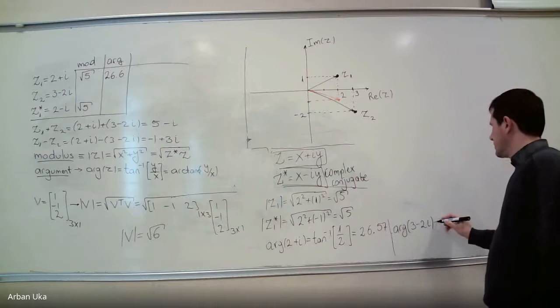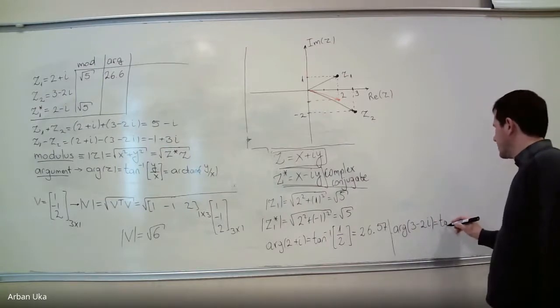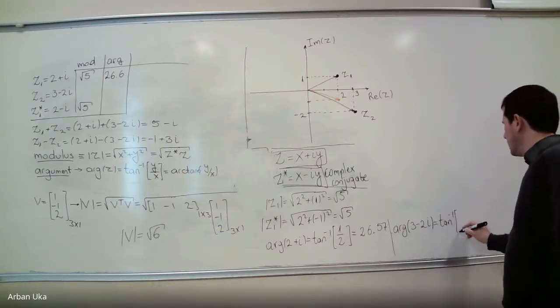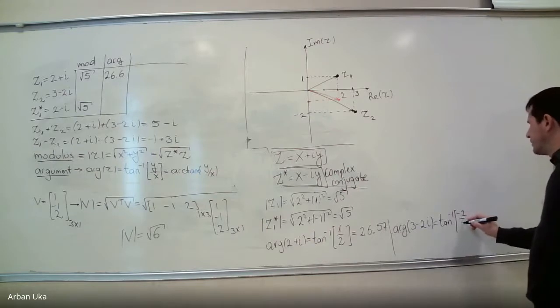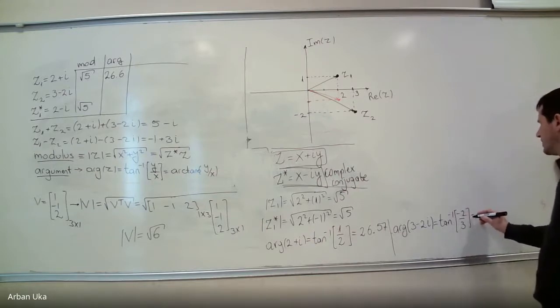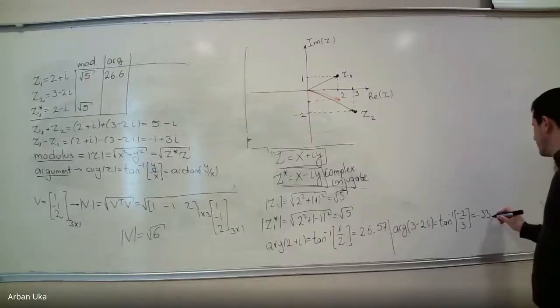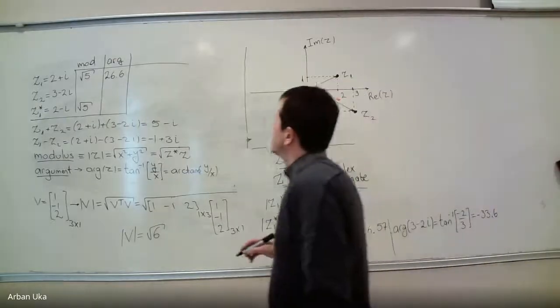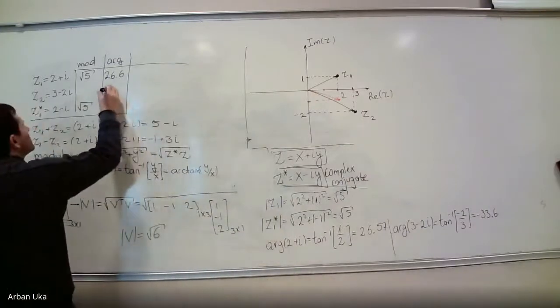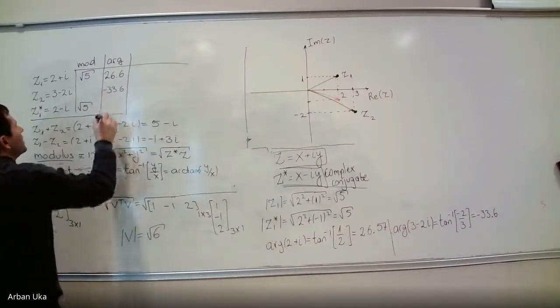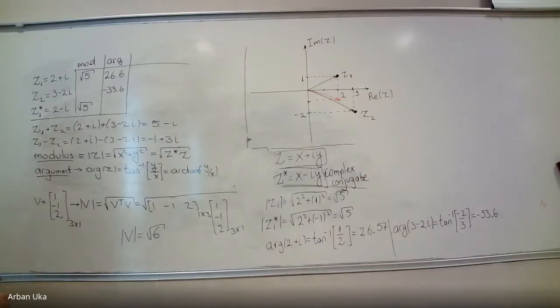What is this? This would be tangent inverse of minus 2 divided by 3. So what angle do you find in this case? Minus 33.6. So let's try this here. This is minus 33.6.